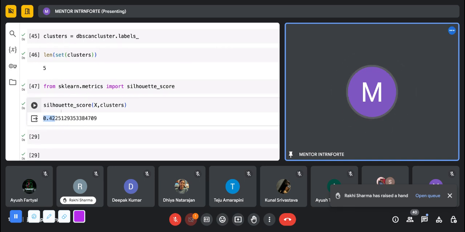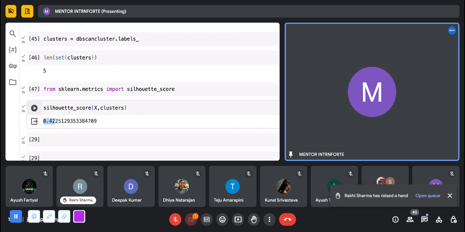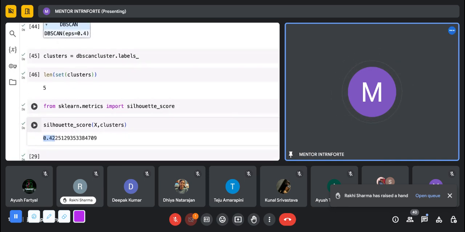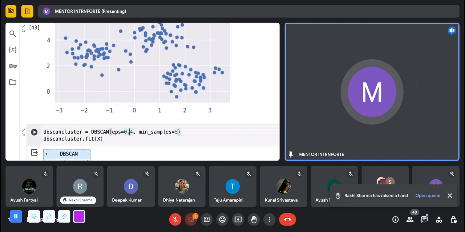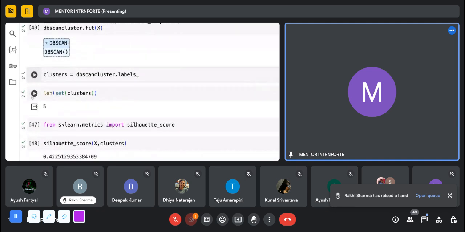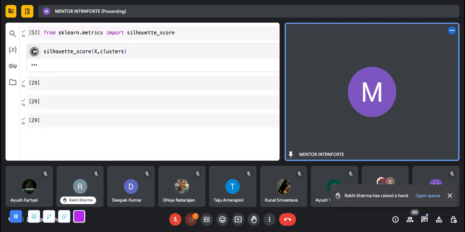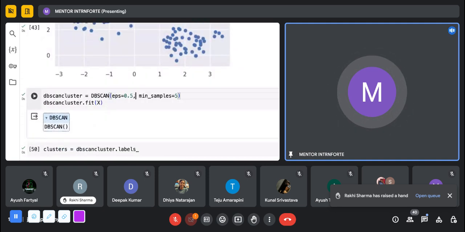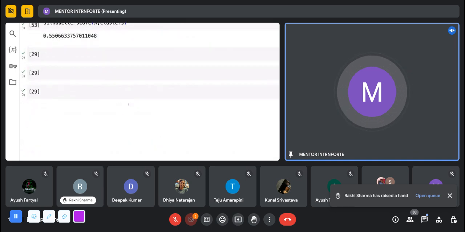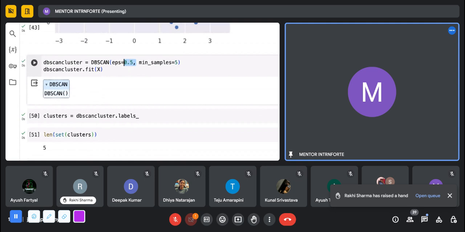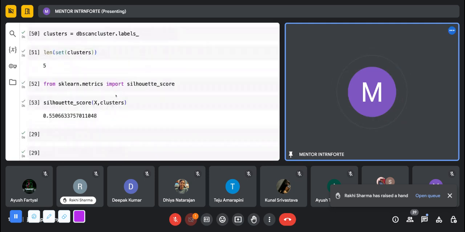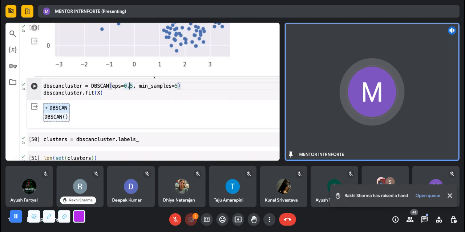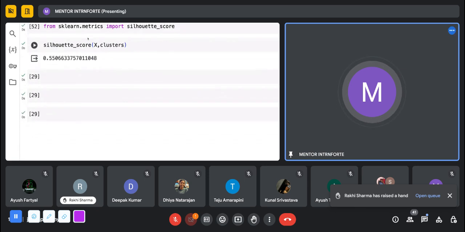Silhouette score ranges between -1 and +1, guys. The closer it is to +1, the better it is. So you can try with a higher epsilon. Try with 0.5. See, the silhouette score is increasing. But it doesn't mean that if you keep on increasing epsilon, it will keep on increasing. But when I changed from 0.4 to 0.5, it increased. So you will have to do hyperparameter tuning to find the best epsilon and min samples, and keep checking your silhouette score.